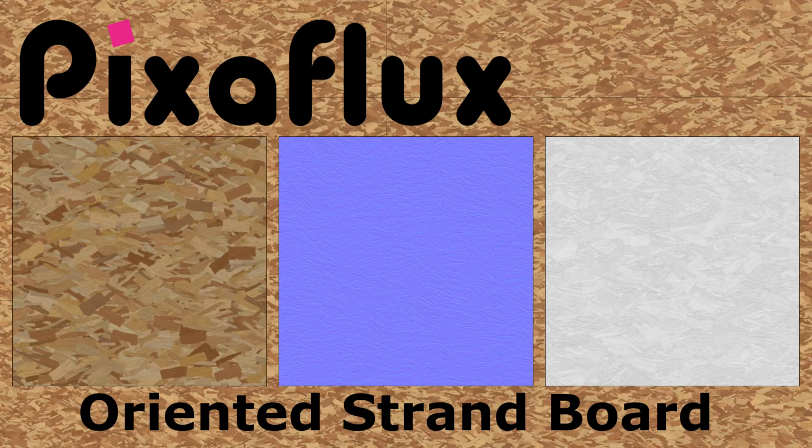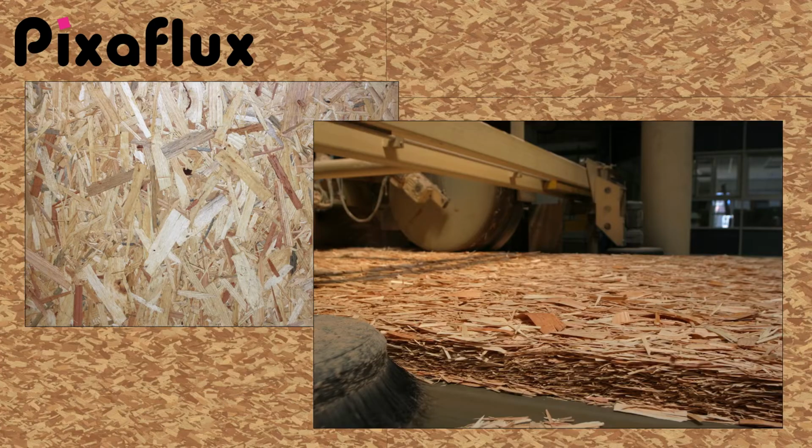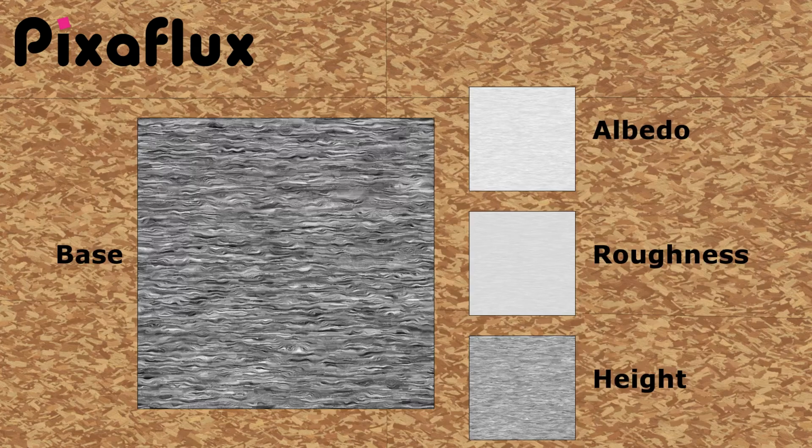Hello, in this PixaFlux video I'll show you how to create this Oriented Strand Board Texture. Oriented Strand Board is a type of engineered wood that is formed by adding adhesives and then compressing layers of wood strands in specific orientations. For this project we'll use the Fibers Noise node and a Warp node to create the wood texture.